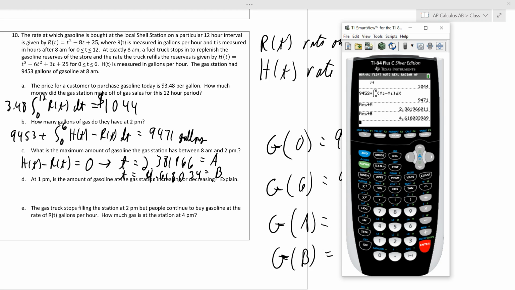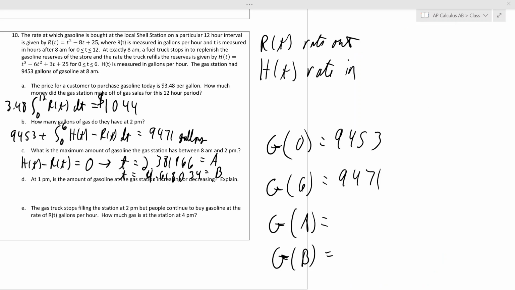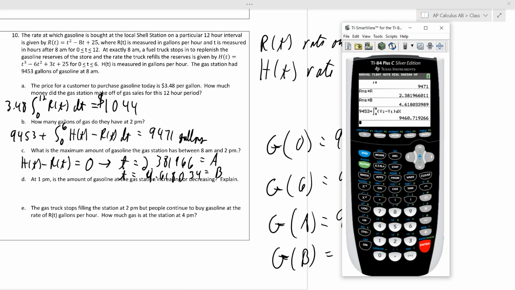Okay, so to find that, I'm just going to come up here and steal this thing again. Boom. There we go. So what just happened there? We're going to do it to A. I passed it already. So we hit alpha A right there. That's going to find the amount at A, which is 946719. Okay. And G of B.